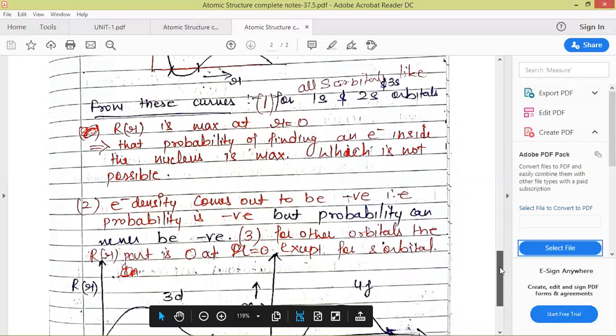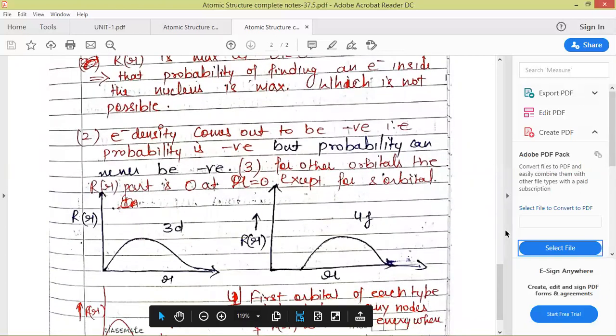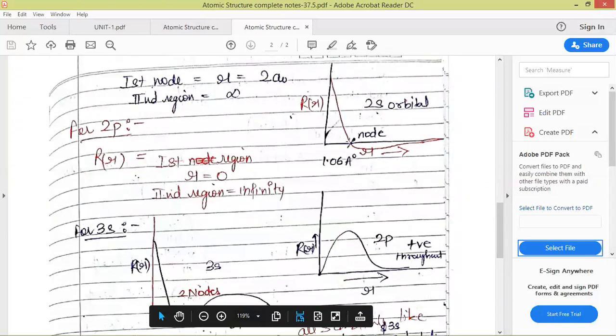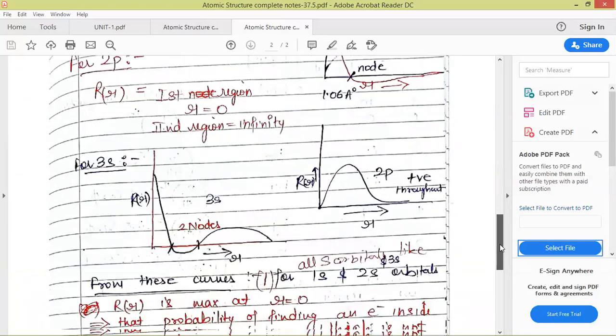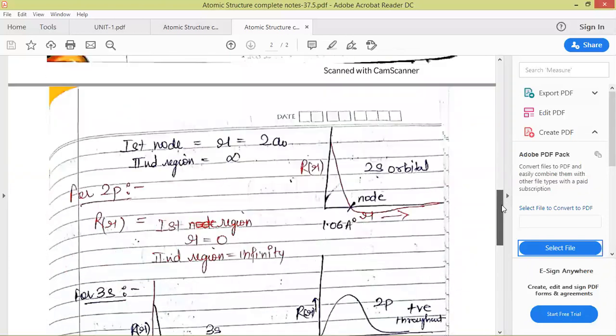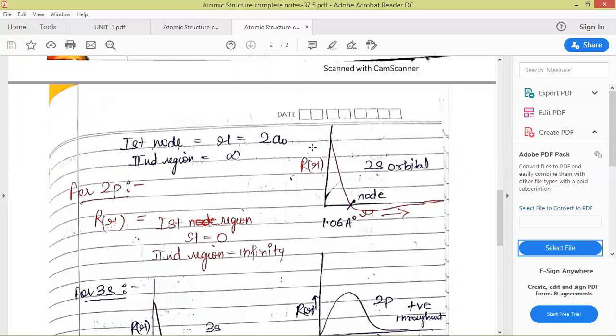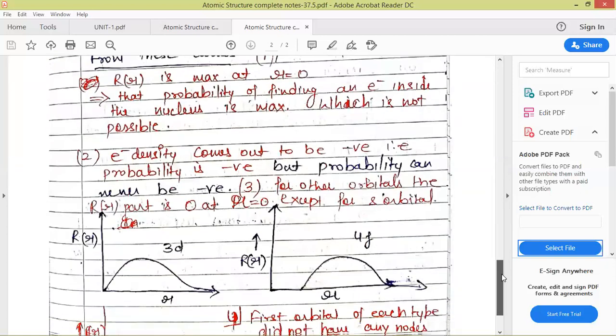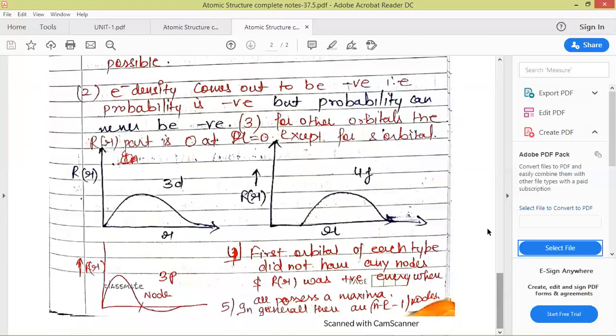Second thing is, electron density comes out to be negative at some places, like we have seen for this. But this is again not possible. Density can never be negative, or we can say the probability of finding the electron can never be negative. Probability is always equal to or greater than 0. Probability is always positive. It can never be negative. But here it comes out to be negative, so it cannot be the probability which is defined by the wave function. Let us try by taking out the term as r square.